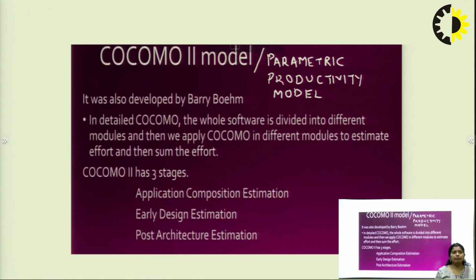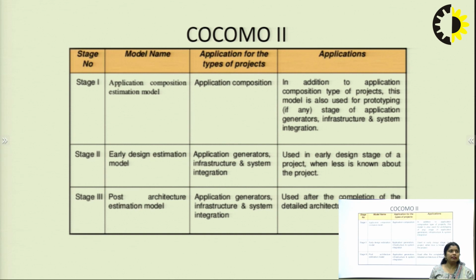This COCOMO model is also called a parametric productivity model. This COCOMO 2 model gives the effort and time in a precise manner. There are 3 stages: application composition estimation, early design estimation and post architecture estimation. In the first, application composition estimation, we calculate for a small project with very tight deadlines. Suppose you are going to implement a simple software for the Play Store or a simple gaming application which has to be delivered within a week.